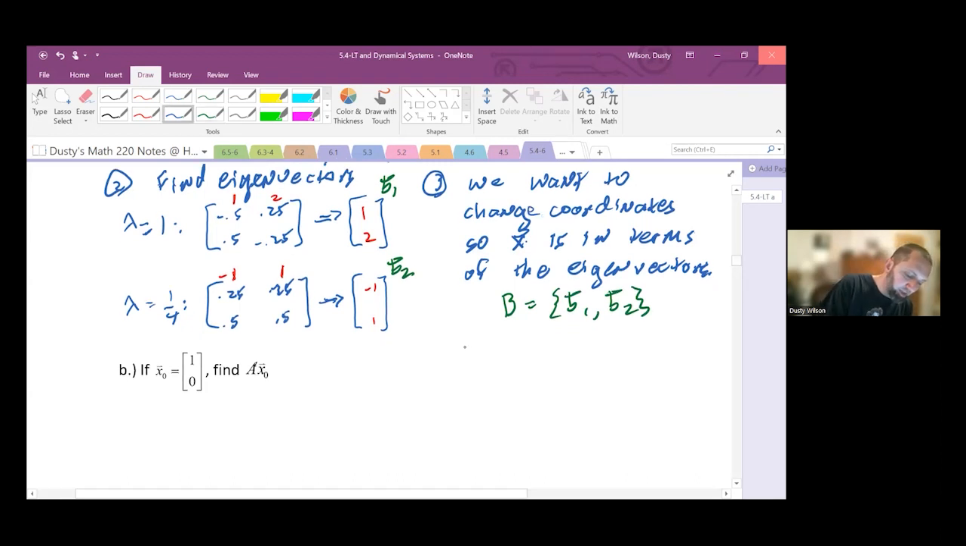So our P_B matrix, which goes from the basis with respect to the eigenvectors back to the standard basis, would be something like 1, 2, negative 1, 1. These are coming from the eigenvectors, and we know what the transformation is going to do. So we have some transformation matrix and transition matrix.